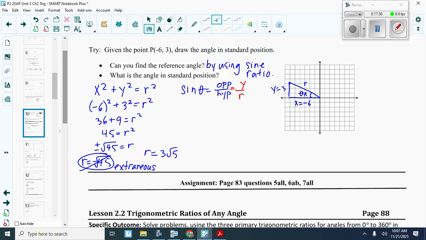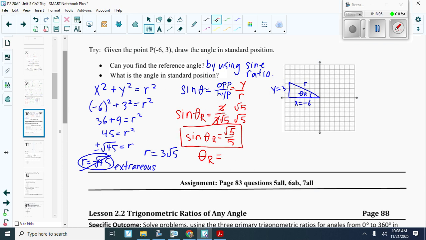So sine of our reference angle is equal to 3 over 3 root 5. However, we have to rationalize that. So we're going to multiply top and bottom by root 5. So you should have root 5 over 5. And this is what I'd want to see: nice, beautiful, exact numbers.